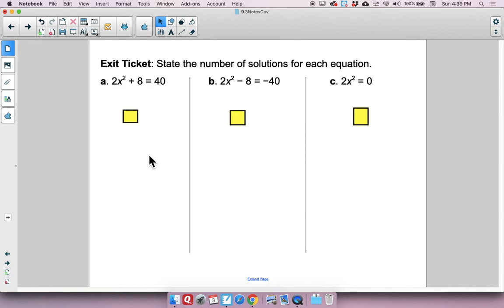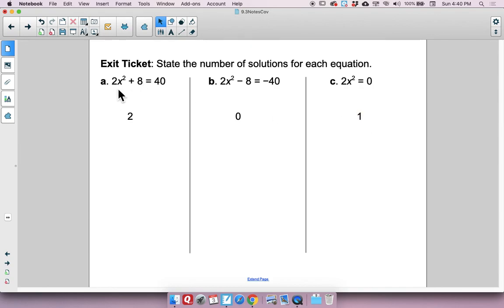All right, your exit ticket is to state the number of solutions for each equation. So think about how you would go about doing that. Give it a shot. Okay, well, hopefully for this one, you got 2. And for this one, you got 0. And for this one, you got 1.